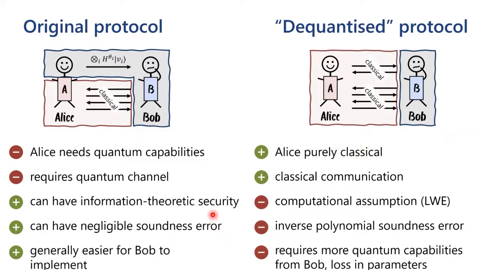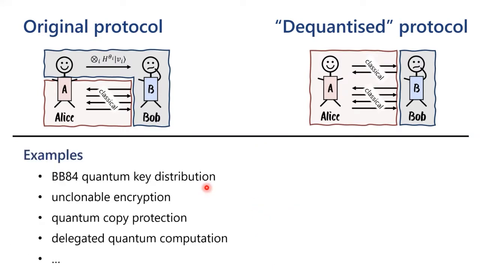Now, the one thing that you won't be able to get rid of as a disadvantage is going from information theoretic to computational security. So this is really something that's very much baked into this notion of dequantization, that it does rely on a computational assumption. So with this in mind, let's go back to the examples from the previous slide and look at what would happen if we run these protocols through this dequantization transformation. Like, what would we get out?